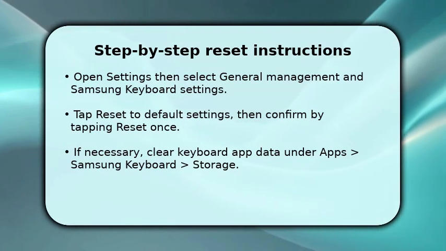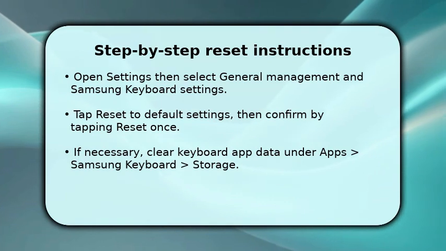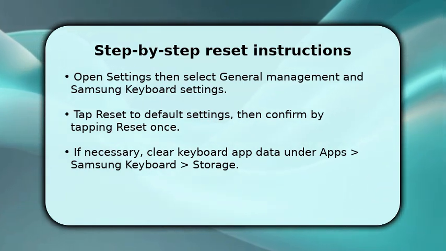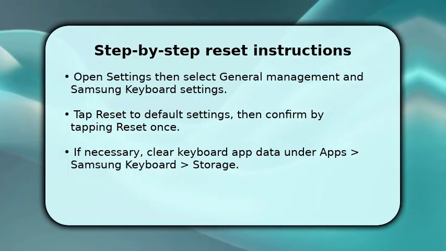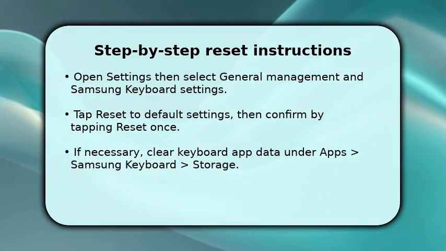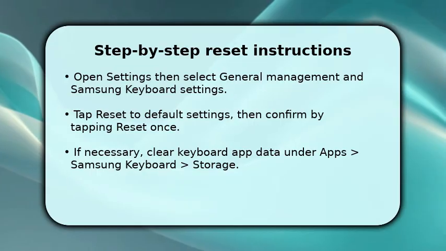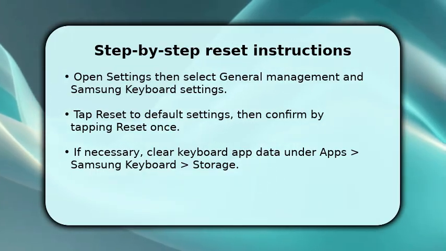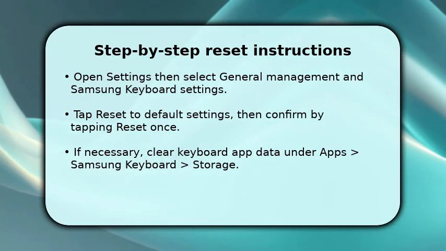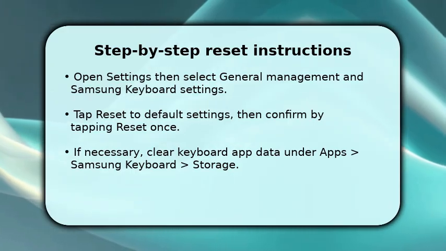Open Settings on your Samsung phone and scroll to General Management. Tap Samsung Keyboard Settings to view keyboard options and personalization features. Locate Reset to Default Settings and tap that option to begin the reset. Confirm the action by tapping Reset once when the confirmation dialog appears.